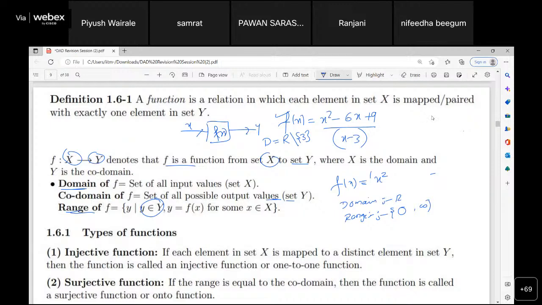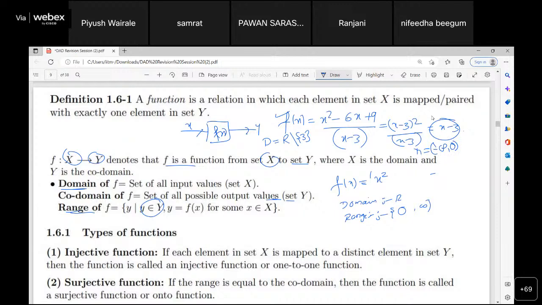Here we have to divide by x minus 3 also, right? If you simplify this, it will be x minus 3 whole square over x minus 3, so it is x minus 3 only. It will depend, except when x is not equal to 3. So basically my range will be minus infinity to 0.